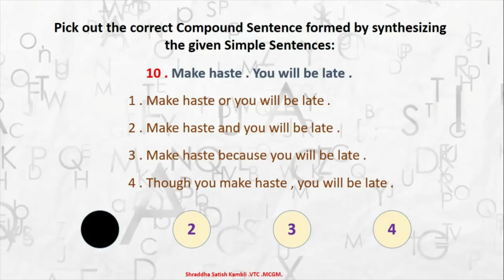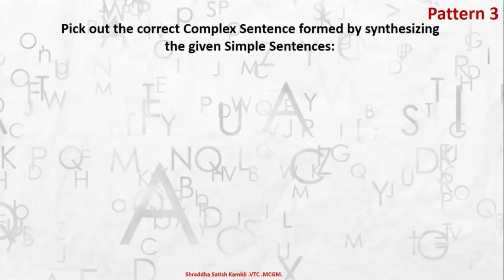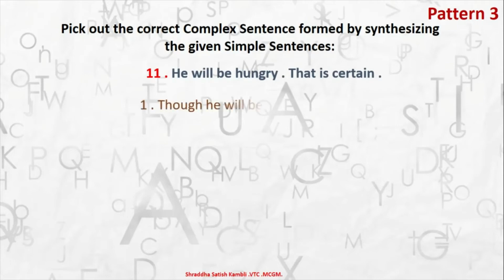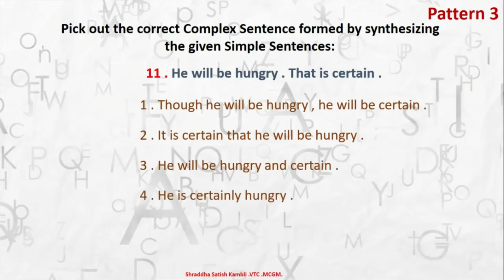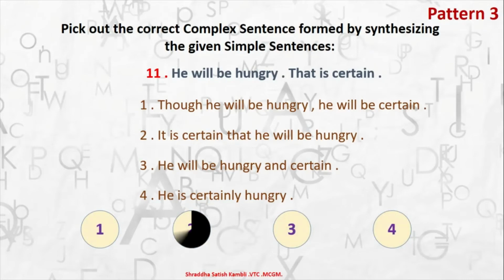Okay. Now we come to the next pattern of questions, that is pattern 3. Pick out the correct complex sentence formed by synthesizing the given sentences. So you have 11. He will be hungry, that is certain. So though he will be hungry, he will be certain. It is certain that he will be hungry. He will be hungry and certain. He is certainly hungry. So which is the correct compound sentence? It is option number 2. It is certain that he will be hungry.